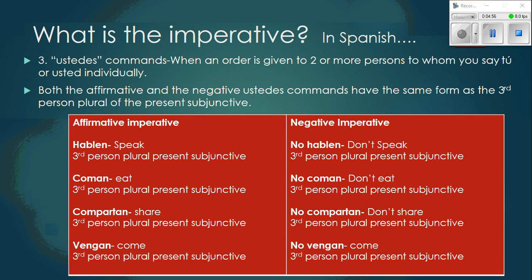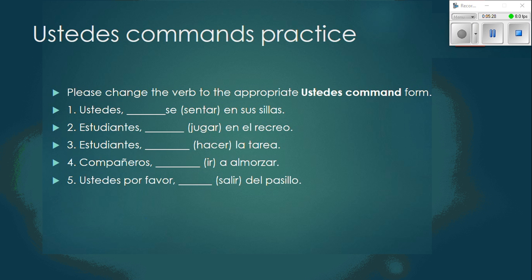Ustedes command. When an order is given to two or more people, to whom you address with tú or usted individually. So it's used for both. Both the affirmative and the negative ustedes commands have the same form as the third person plural of the present subjunctive. Hablen, coman, compartan, vengan. No hablen, no coman, no compartan, no vengan. Now here is a little practice. Please stop the video before continuing.